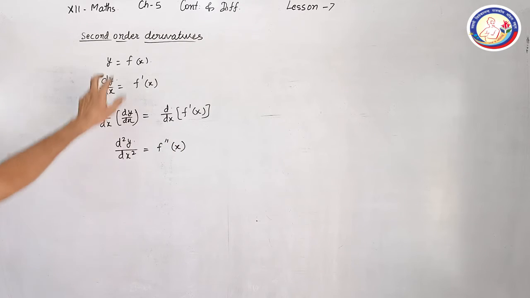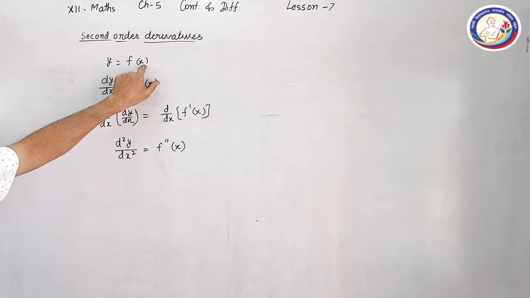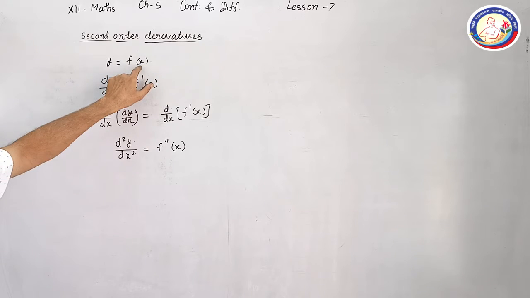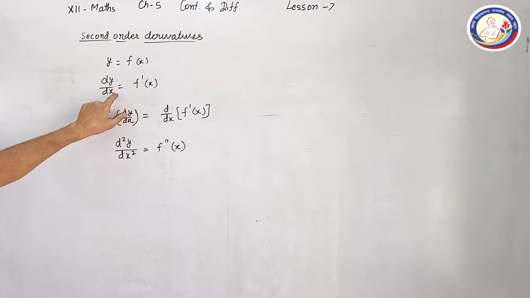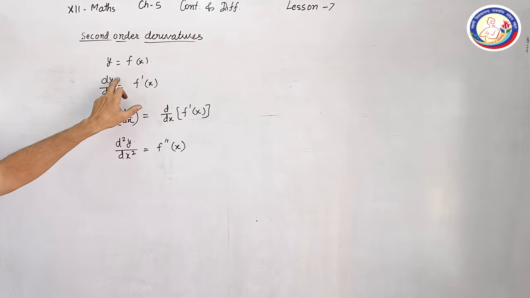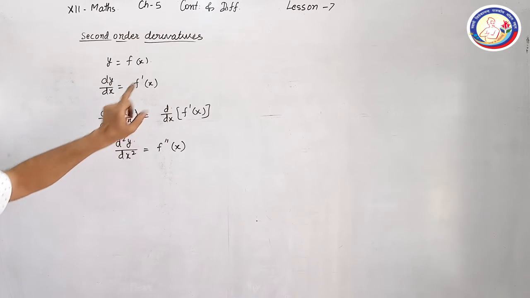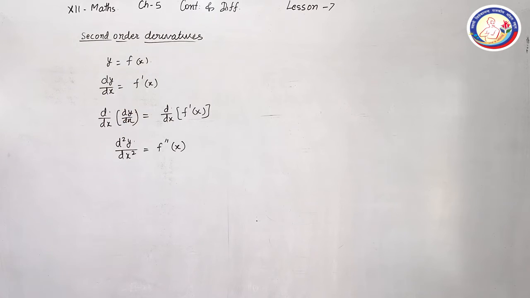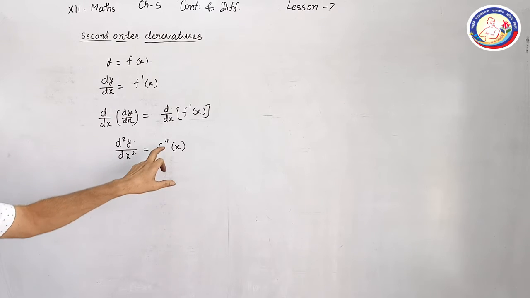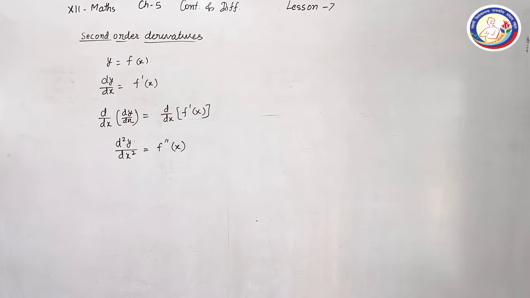So again repeating, if there is a function y equal to f x, y is function of x, if we find derivative of it, already we have studied it, we denote it by f dash x or f prime x. It is symbol of prime. We speak it as dash. Now, again we find derivative of this, then that is called second order derivative, and it is denoted by f double prime. I am taking it with an example.